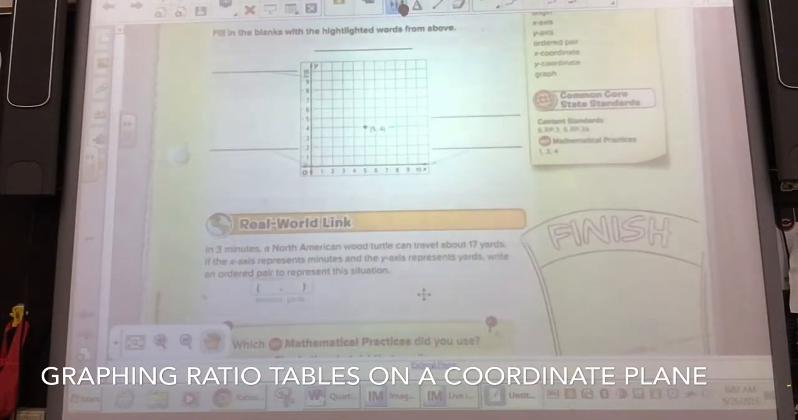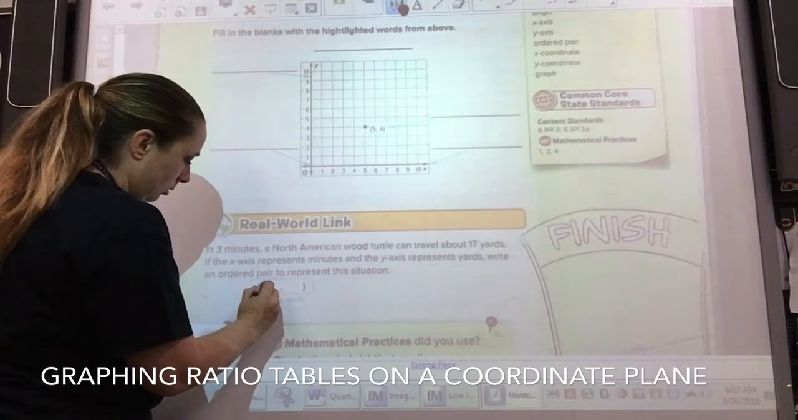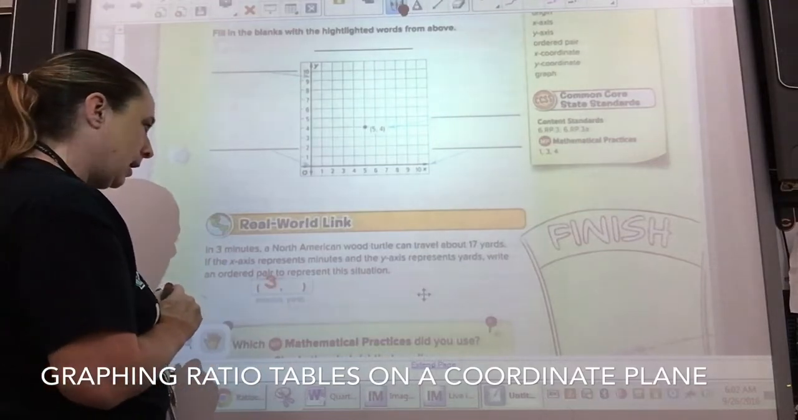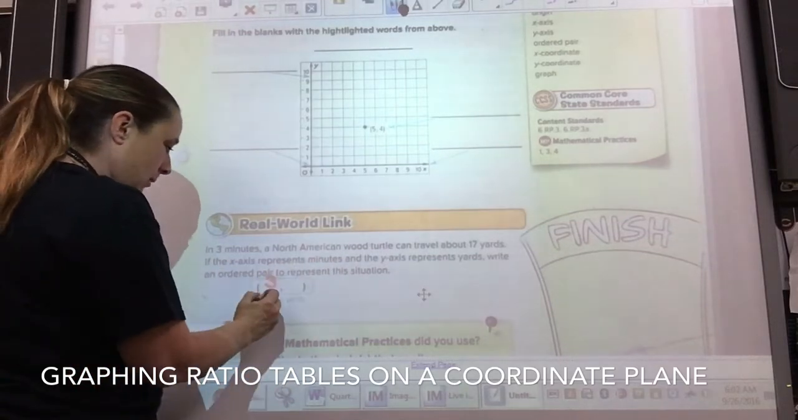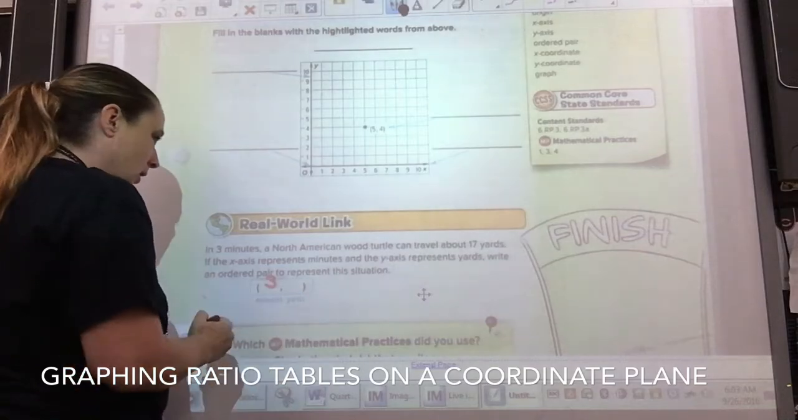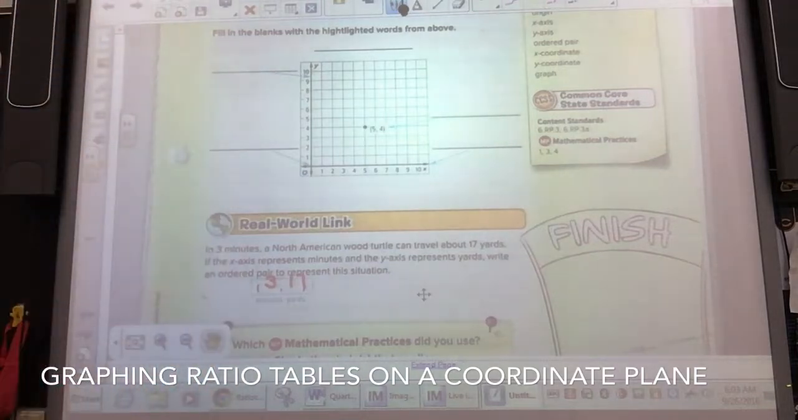All right, so the bottom of this says, in 3 minutes, a North American wood turtle can travel about 17 yards. If the x-axis represents the minutes and the y represents the yards, write an ordered pair to represent this situation. So 3 minutes, we will go over 3, and 17 yards goes up. So it says x-axis represents minutes, and we said 3 minutes. Y-axis represents yards, and it's 17 yards. So in those two slots right there, you should have 3 and 17.